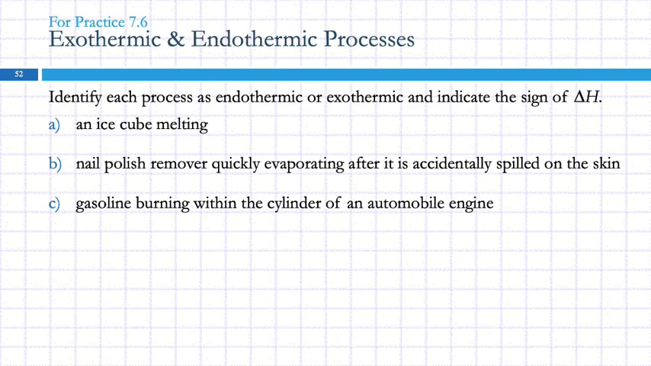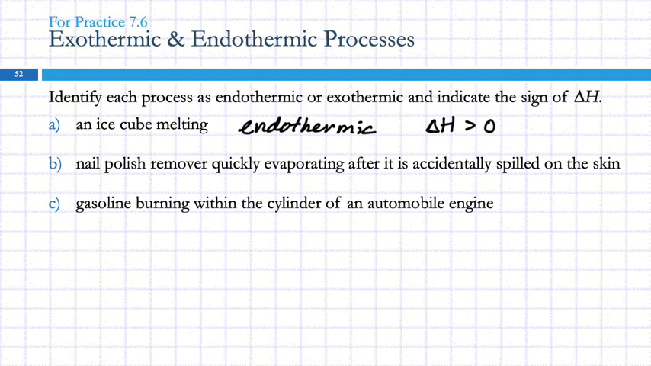You can think of, well, how could you make it melt faster? Put it in a pot on the stove and heat it up, right? By putting more heat into it, you'd make it melt faster. So that's endothermic. And the sign of delta H would be positive or negative? Positive, energy's going in. So delta H is larger than 0.